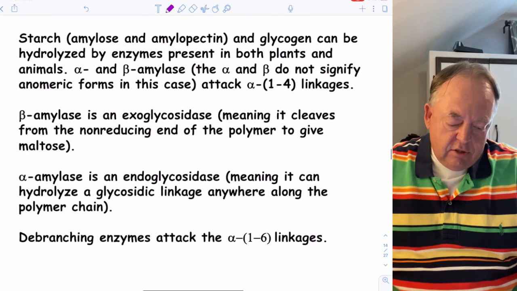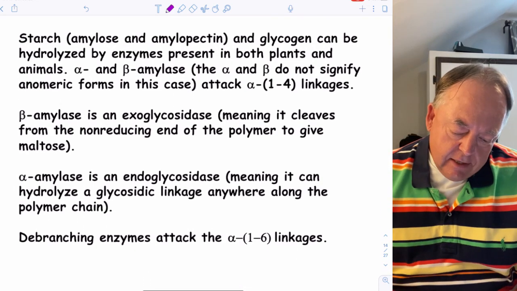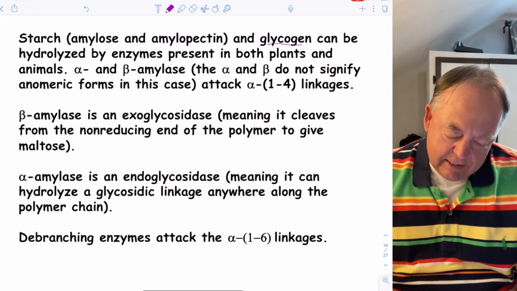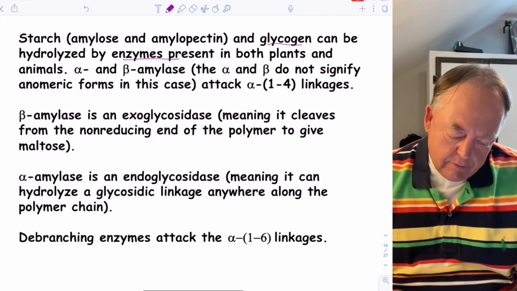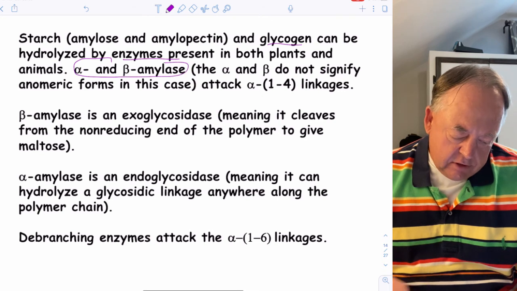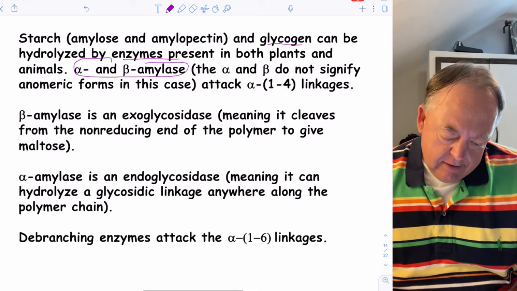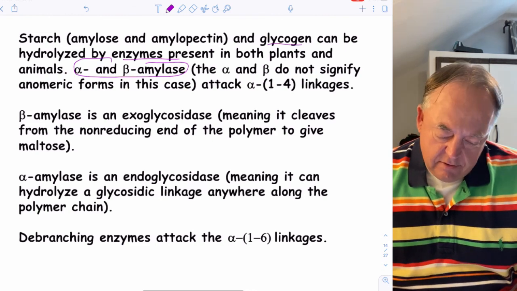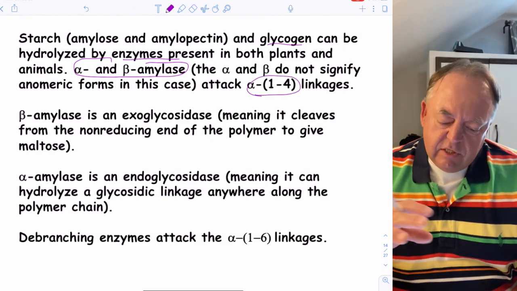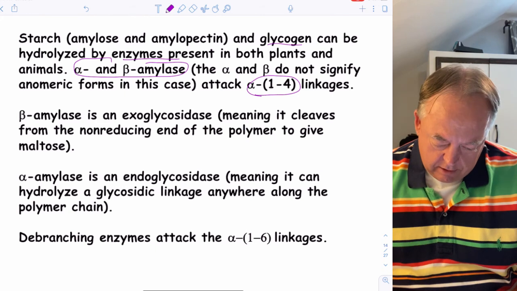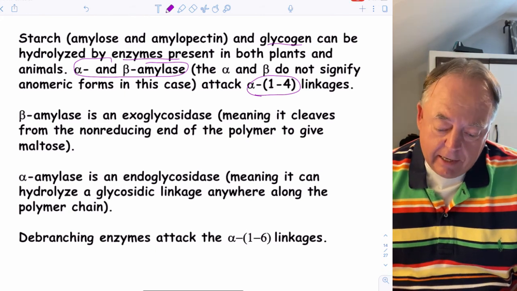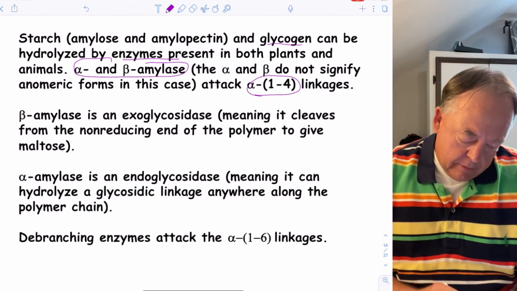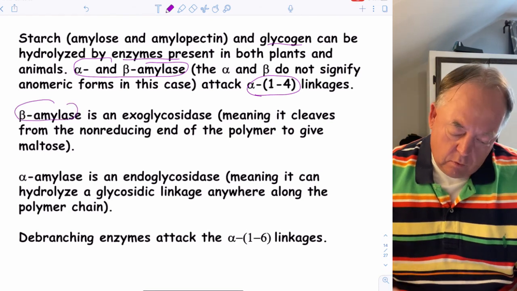Okay, so starch, amylose, amylopectin, and glycogen can be hydrolyzed by enzymes in both plants and animals, enzymes known as alpha and beta amylase. The alpha and beta, in this case, don't signify the stereochemistry of the CH2OH and the OH of the hemiacetal carbon. So what does beta amylase do?